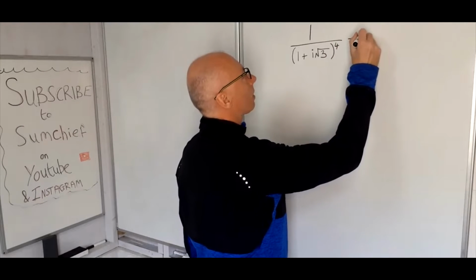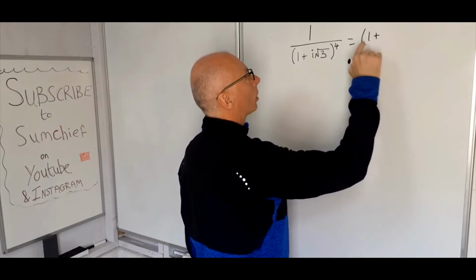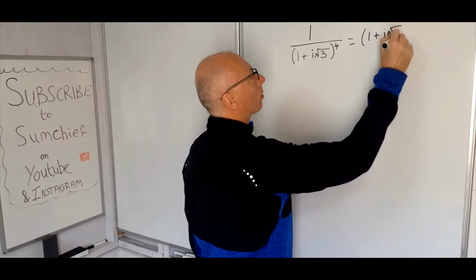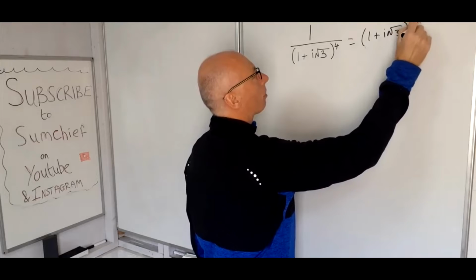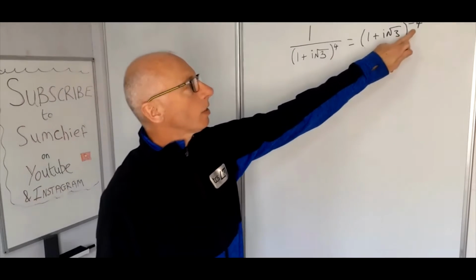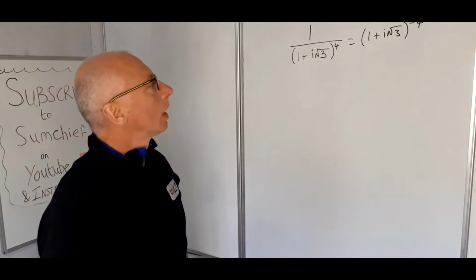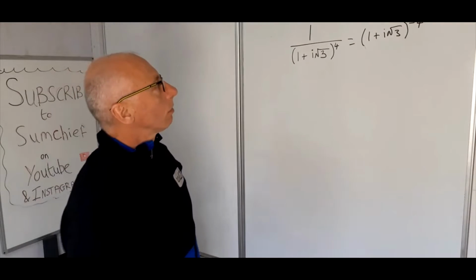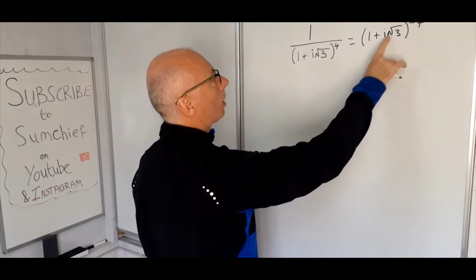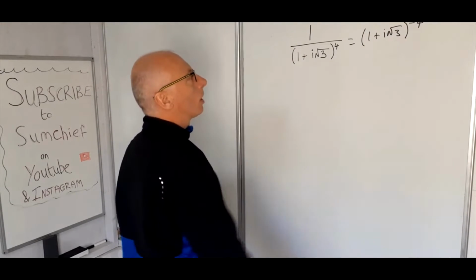If we write this as (1 plus i root 3) to the power of minus 4. Obviously this 4 is on the bottom, so it becomes a minus, so to the power of minus 4. So how are we going to go on from there? We know what the power is, and we know what we're trying to evaluate.